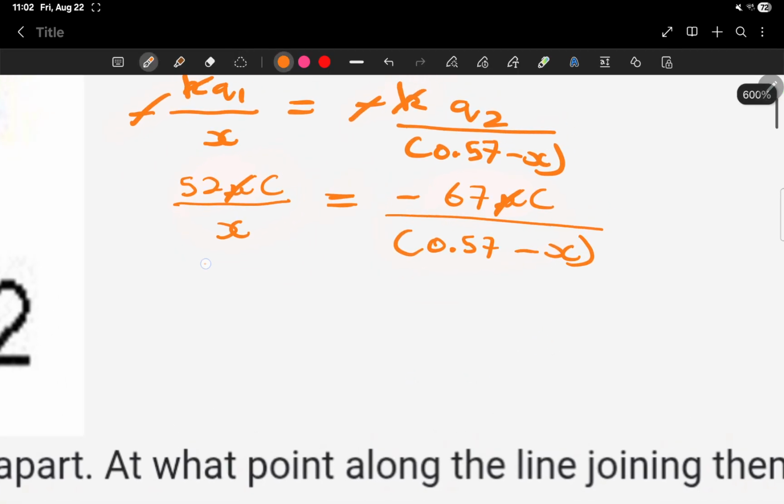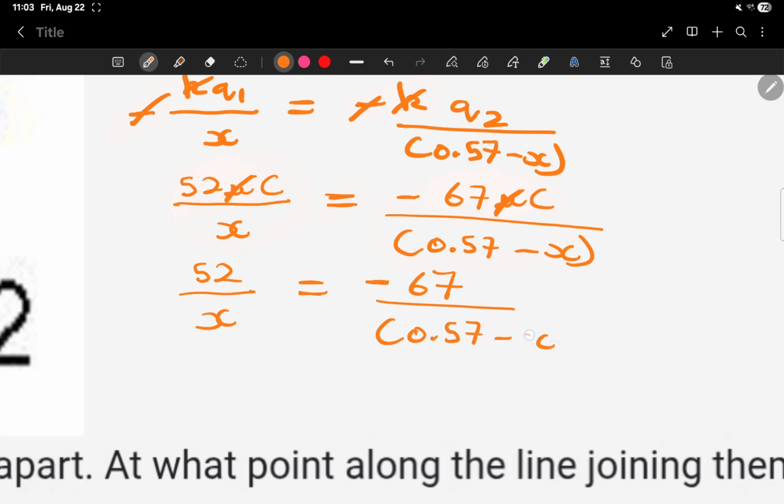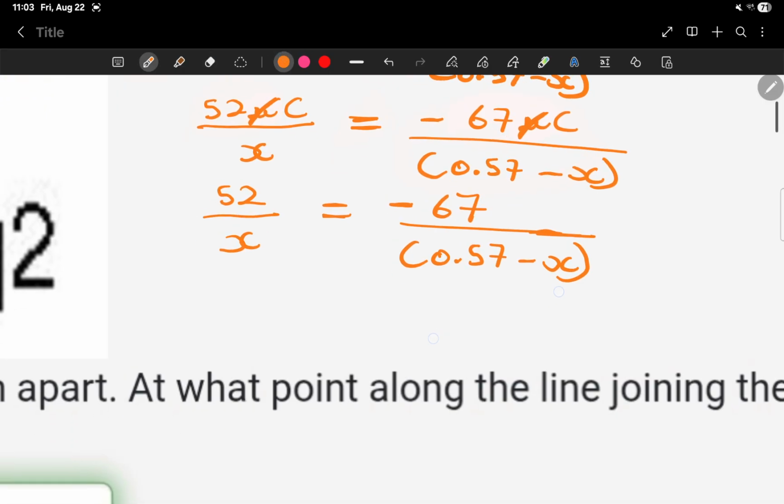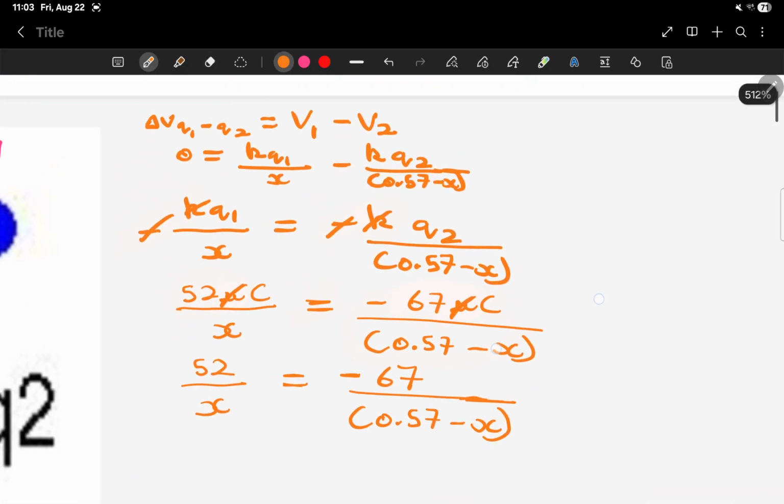So now what I'm left with is 52 over x, which is equal to negative 67 over 0.57 minus x. And just remember that we've gotten rid of the micro sign, so now we're actually just dealing with 52 coulombs and 67 coulombs. So that means we're kind of back to the standard units, so we don't have to do any more conversions.